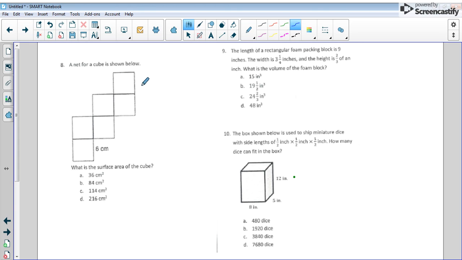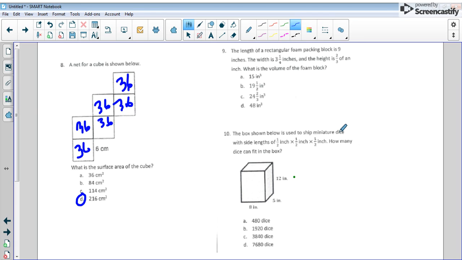All right, now we've got a net for a cube. Well, all sides of a cube are congruent. It has 6 congruent faces. 6 times 6 is 36. So each one of these is 36. 36 times 6, or I could just keep doing 36 plus 36 and so on, is going to be 216 centimeters squared.